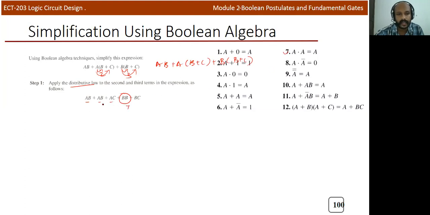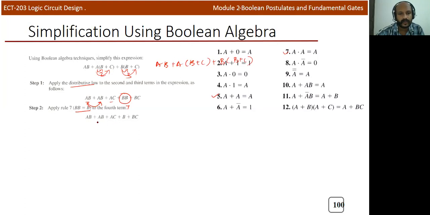Then here, the same thing is repeating: ab plus ab. Here you can see rule number 5. The same variable is ORed, you will get the same. You can check the second step. You can reduce b into b by using rule number 7.